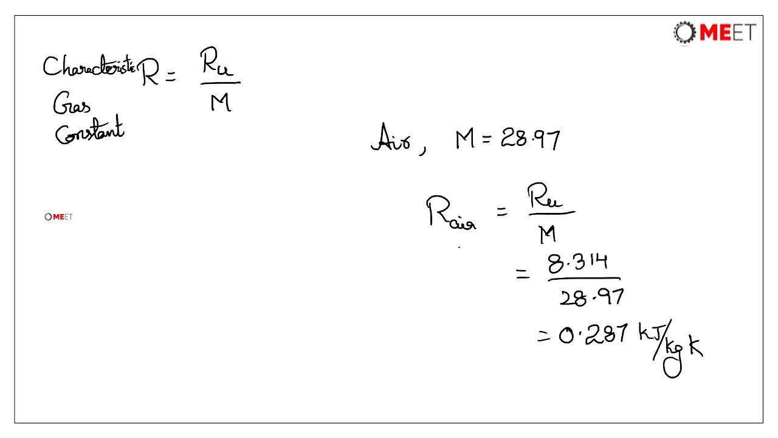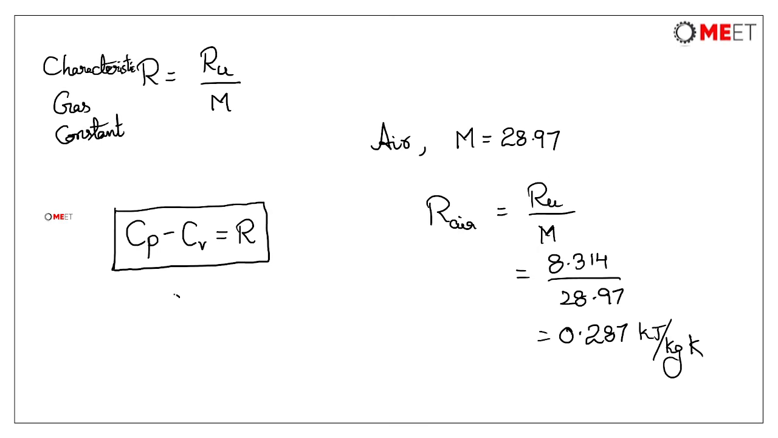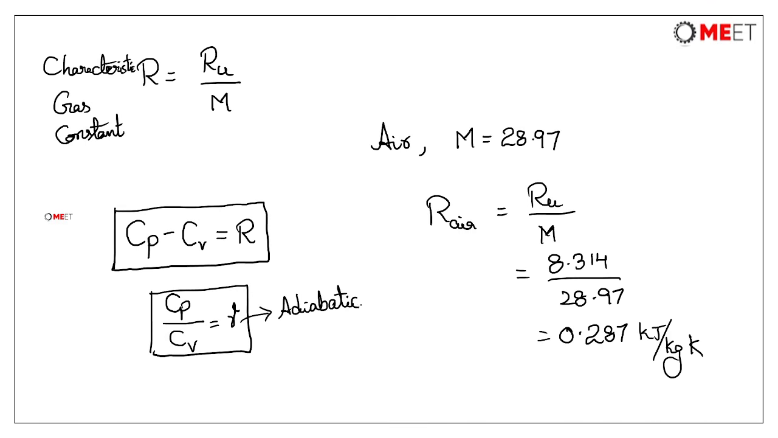Now this characteristic gas constant we can write in terms of specific heats also. Specific heat at constant pressure of the gas minus specific heat at constant volume of the gas will be equal to the characteristic gas constant R. So Cp minus Cv is equal to R. Specific heat at constant pressure by specific heat at constant volume, we call it gamma, which is the adiabatic index or ratio of specific heats.